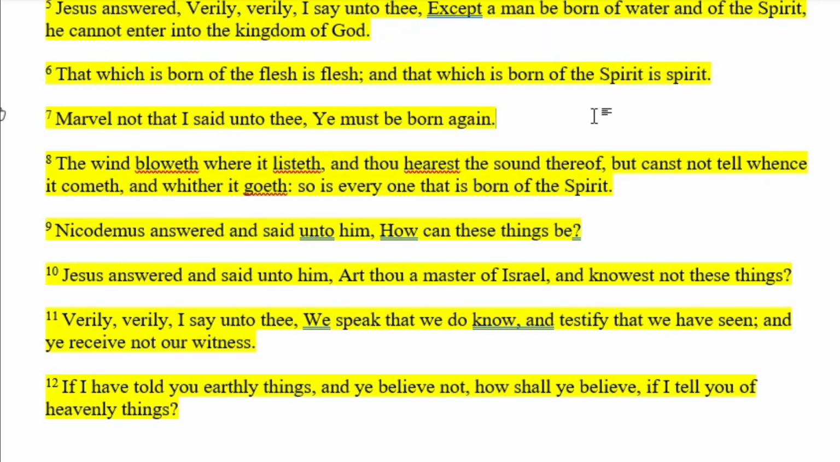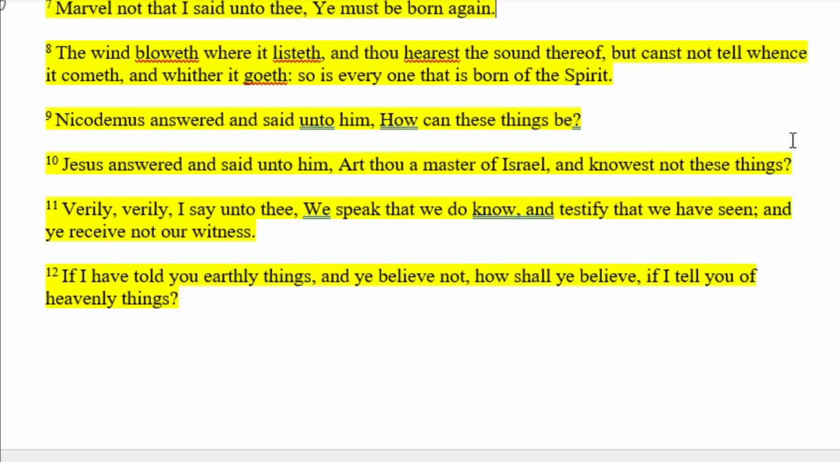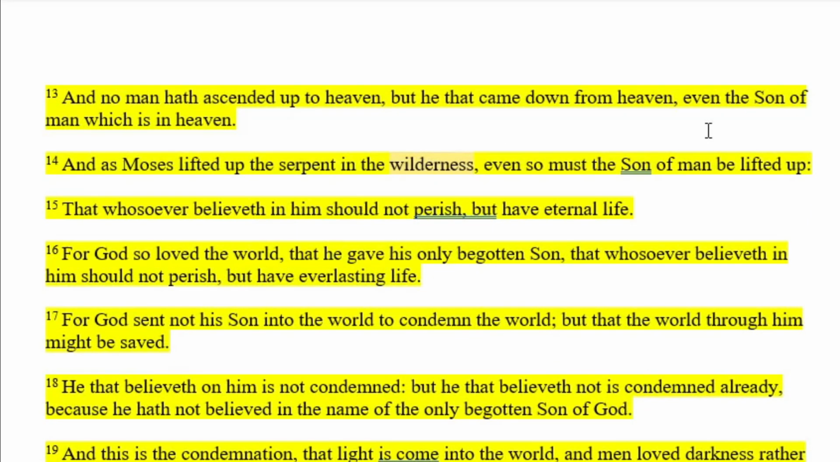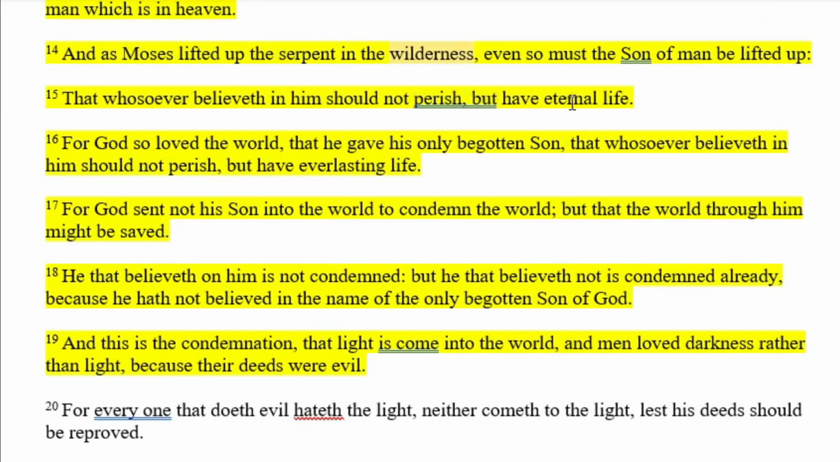Okay. He says, marvel not that I said unto you that you must be born again. Don't worry about the fact that I said you must be born again. The wind blows where it blows, and you hear the sound thereof, but you can't tell where it comes and where it goes. So is every one that is born of the Spirit. So that's the mystery of life. Nicodemus answered and said, how can these things be? And Jesus said unto him, aren't you a master of Israel and you don't know these things? Anyway, okay, goes along, and we get down here to the actual verse we're looking for.